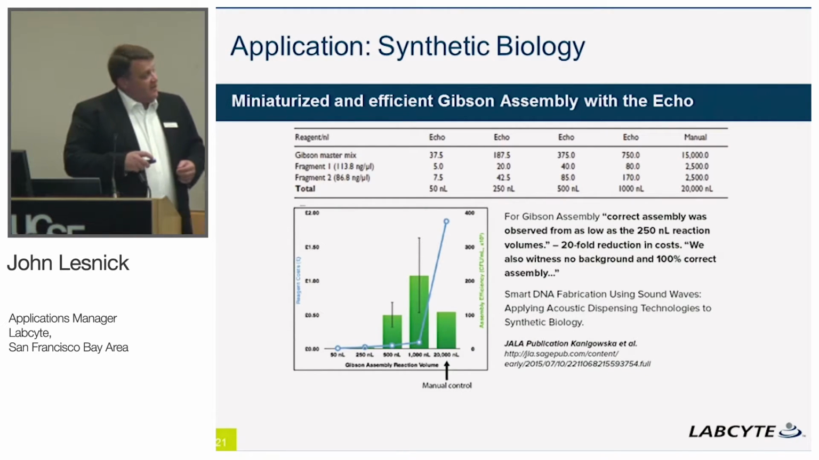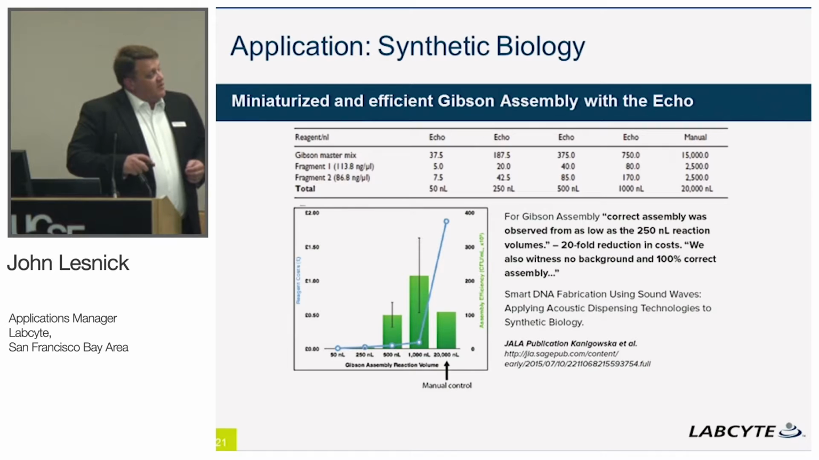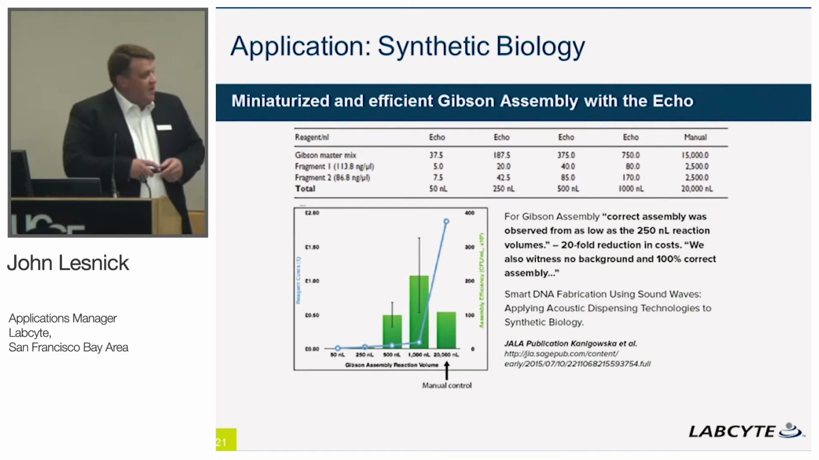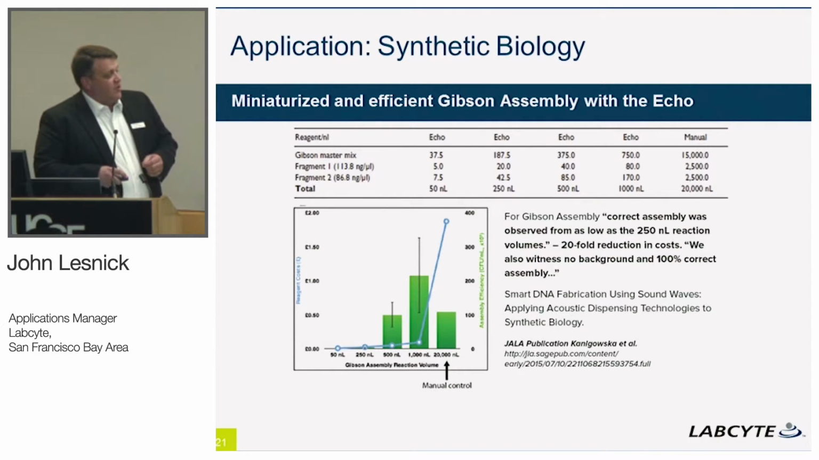What I've done is taken the cutouts or the tables from a paper that Paulina Kanagowski wrote in Patrick Kai's lab at the University of Edinburgh. And this is in the JALA article here, Smart DNA Fabrication Using Sound Waves. So what they did here was run the Gibson assembly, and what they want to do is compare the manual reaction by doing a stepwise reduction in the total volume on the Echo. So as you can see here are the mixture of reagents that they're adding, and in a total reaction volume of 20 microliters, they're able to reduce the total reaction volume to 50 nanoliters.